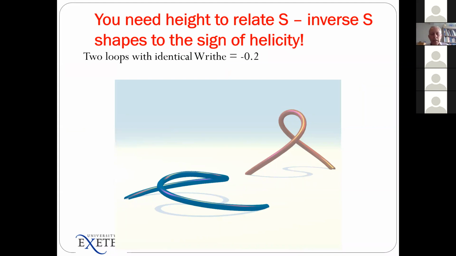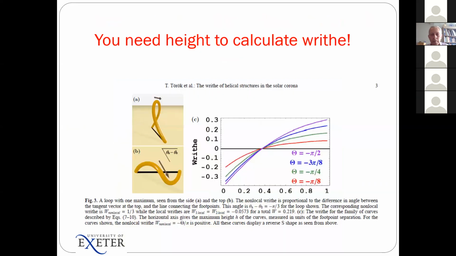Now, one thing to know about helicity is you sometimes see S shapes or loop shapes, in projection S shapes or inverse S shapes. It doesn't necessarily tell you the sign of helicity, because you need the height to measure these things. Okay. And from a paper by Tibor Torok et al., writhe as a function of height can be positive or negative depending on the height. Okay.